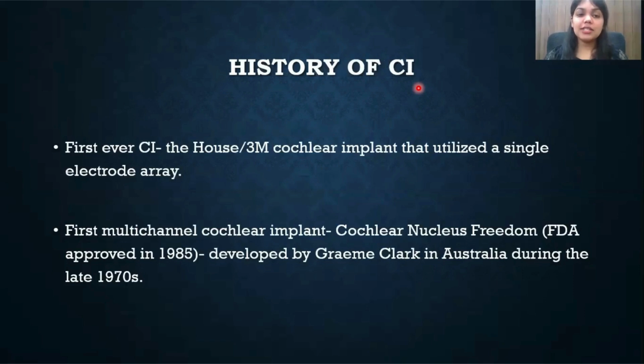The first ever CI was the House 3M cochlear implant, which had a single electrode array. Later, the first multi-channel implant was introduced by Graeme Clark in Australia during the 1970s. And this was the Cochlear Nucleus Freedom implant, which was FDA approved in 1985.